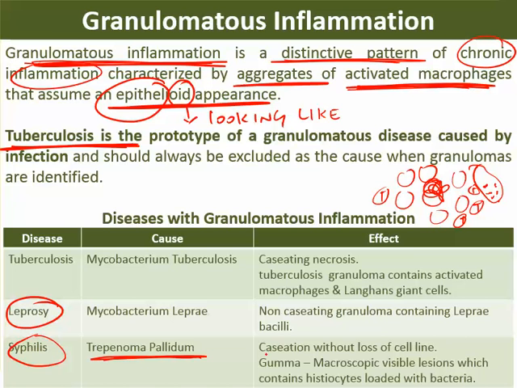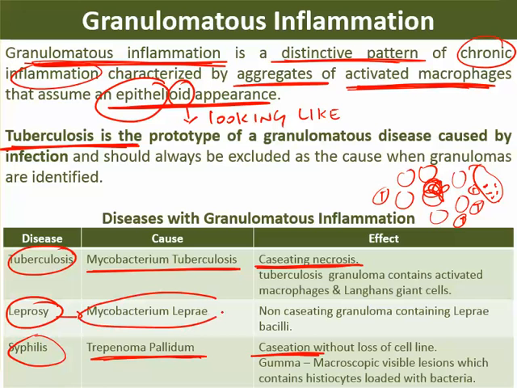Okay, they also produce caseating necrosis, caseation. Tuberculosis is produced by Mycobacterium tuberculosis, and they produce caseating necrosis. And leprosy is produced by Mycobacterium leprae, but they produce non-caseating granuloma.